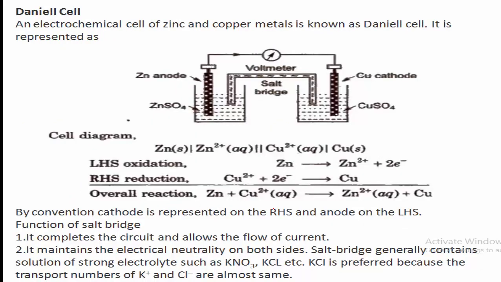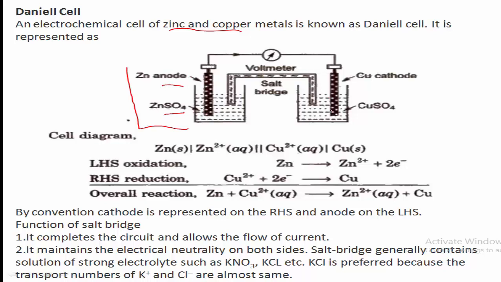Then one example of an electrochemical cell is the Daniell cell. The Daniell cell is an electrochemical cell of zinc and copper metals. It is represented in this manner. In one of the beakers, zinc sulfate is taken. In that, zinc metal is immersed and it acts as the anode.